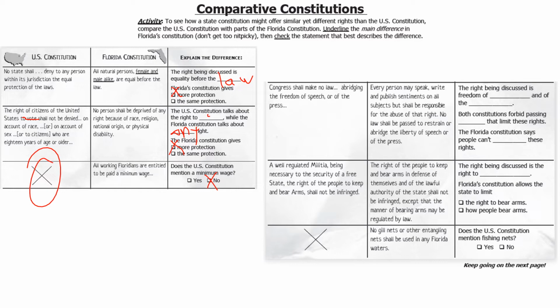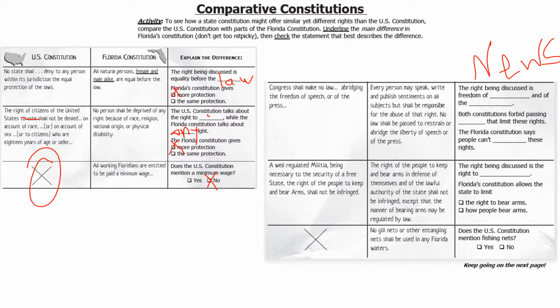Congress shall make no law abridging the freedom of speech or of the press. Every person may speak, write, and publish sentiments on all subjects, but shall be responsible for the abuse of that right. No law shall be passed to restrain or abridge the liberty of speech or press. So, what we're looking at in this box, the right being discussed is the freedom of blank and of the blank. So, freedom of what? And the last word has to do with, like, if we're talking about the news. Both constitutions forbid passing laws that limit these rights, and the Florida Constitution says that people can't blank these rights.